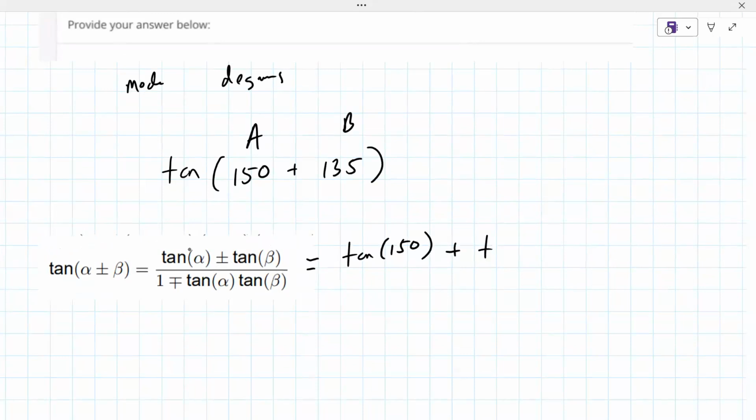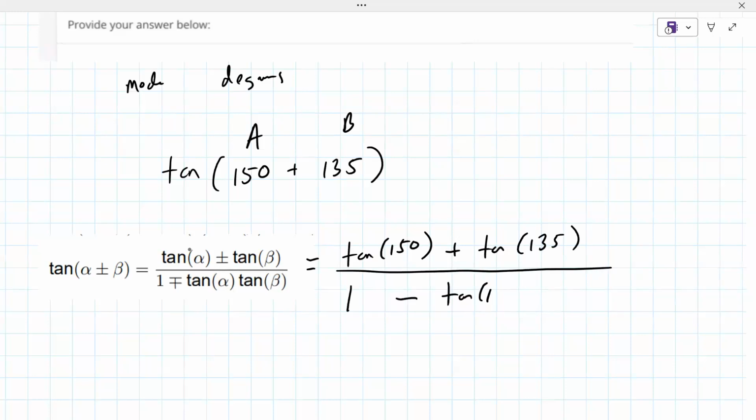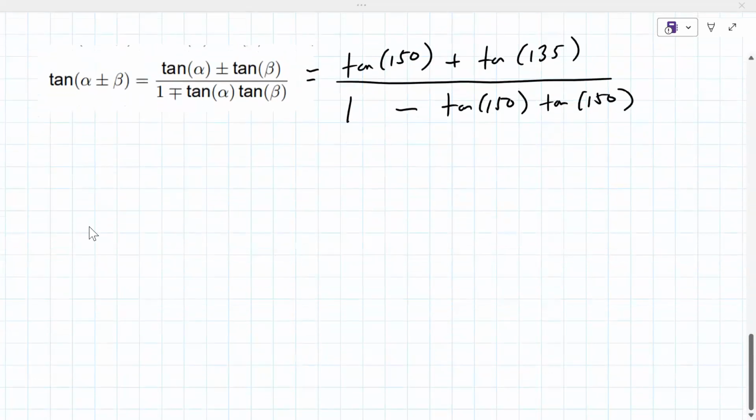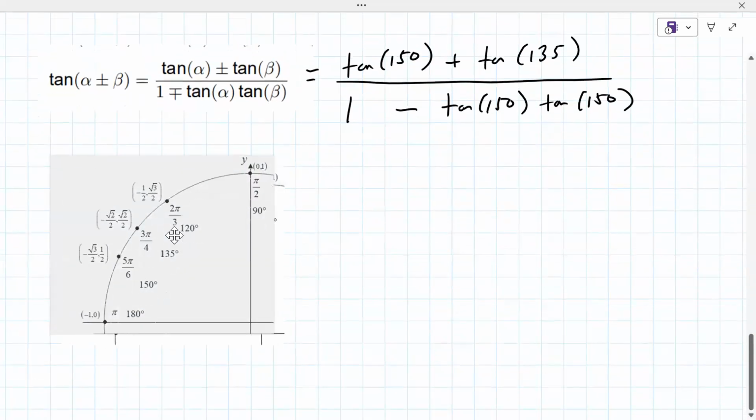So then you're just labeling the first one 150, the second one 135, A and B, and putting them into the formula: tangent 150 plus tangent 135 over 1 minus tangent of 150 times tangent 135. So you are actually going to find the tangent of these, right? You do. And if you don't know your unit circle, that's where you don't know what to do.